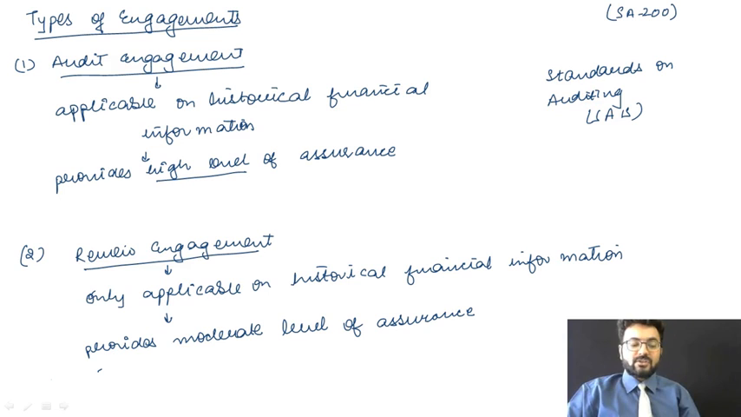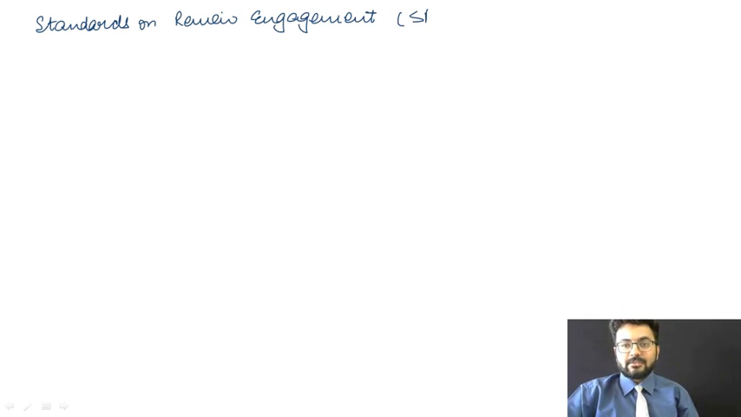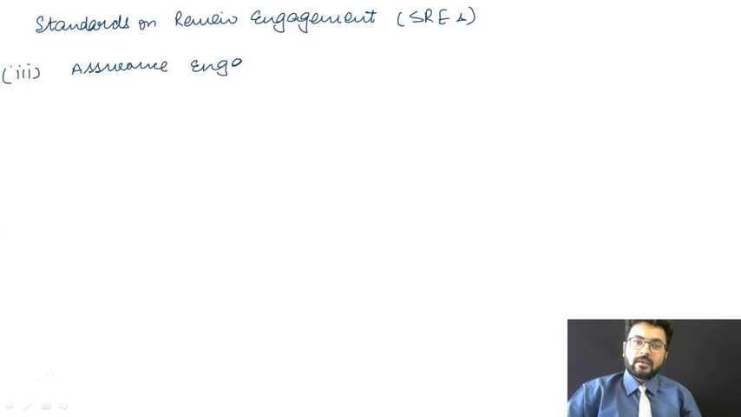Now, moving on to next, review engagement. That is all about standards on review engagement. So when it comes to review engagement, they do have different standards. This is the short form, SREs, which is generally used. We'll be using these kinds of short forms so many times. And after that, the third type of engagement which is used over there is assurance engagements.